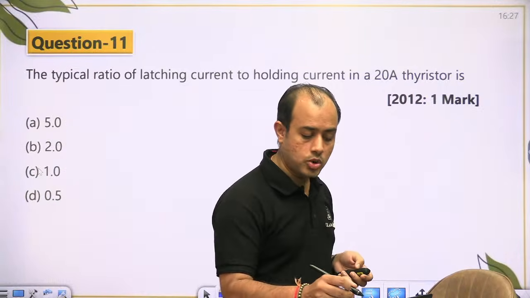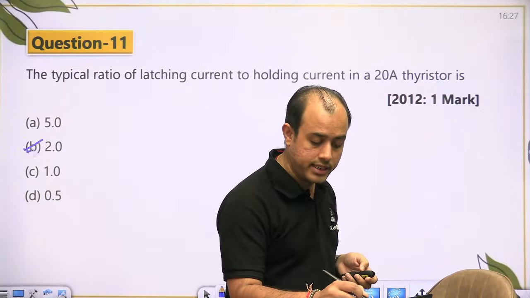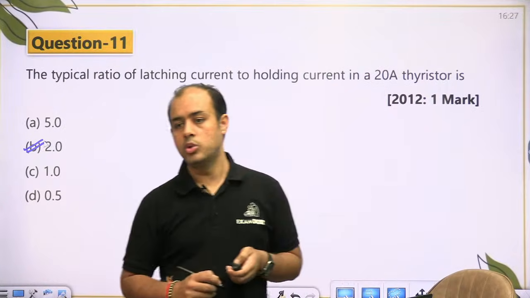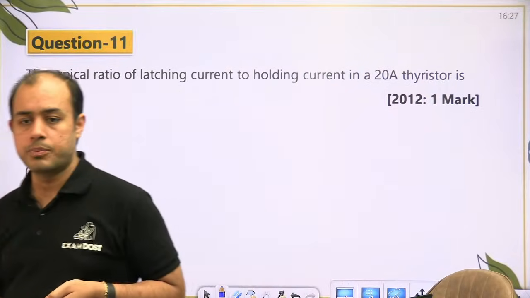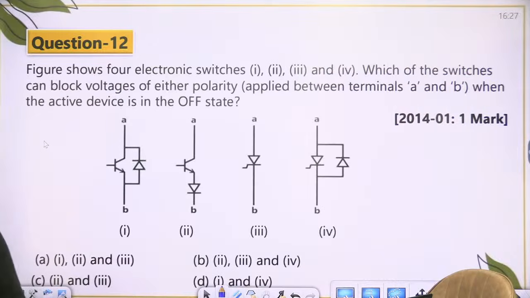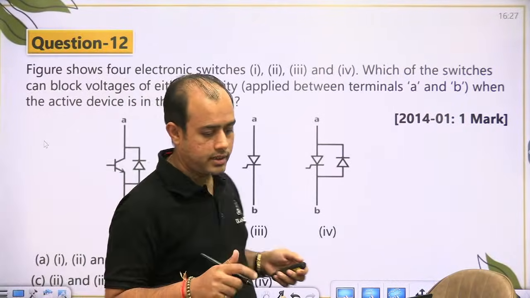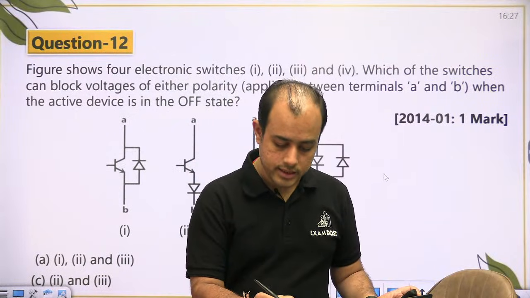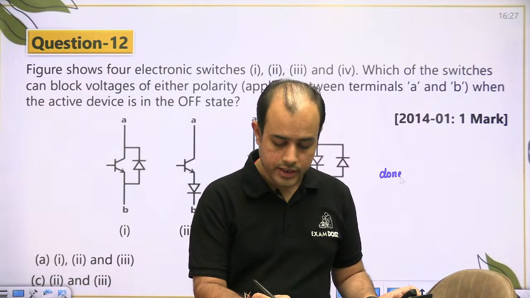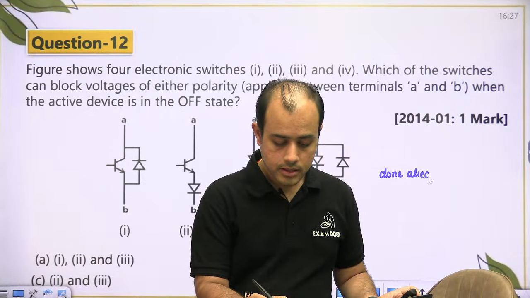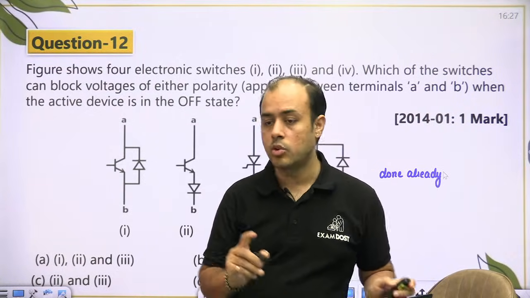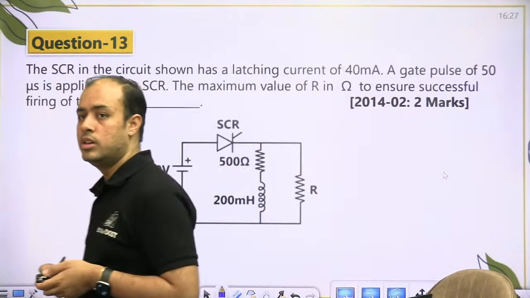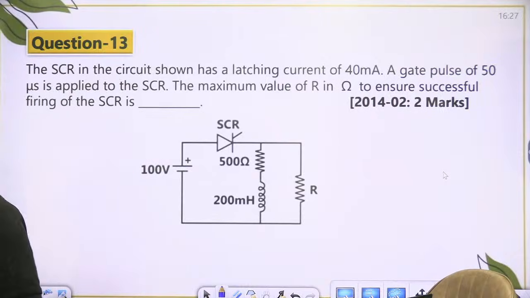Next, the typical ratio of latching to holding current in a 20 ampere thyristor. You know the ratio lies between 1.3 and 3. So answer will be 2. कितना रेशियो होता है? 1.3 से 3 के बीच होता है. ये वाला हम लोग कर चुके हैं already, right. स्विचेस वाले questions only you will find in GATE PYQ. So most of them would be already done.